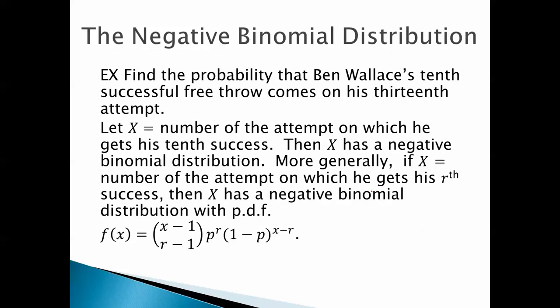Find the probability that Ben Wallace's 10th successful free throw comes in his 13th attempt. Okay, let x equal the number of the attempt on which he gets his 10th success. Then x has what we call a negative binomial distribution. More generally, if x is the number of the attempt on which he gets his rth success, then x has a negative binomial distribution with p.d.f. f of x equals (x minus 1 choose r minus 1) times p to the r times (1 minus p) to the x minus r.